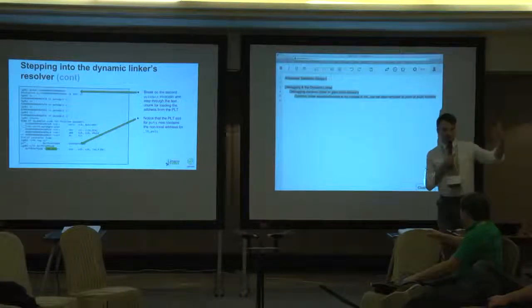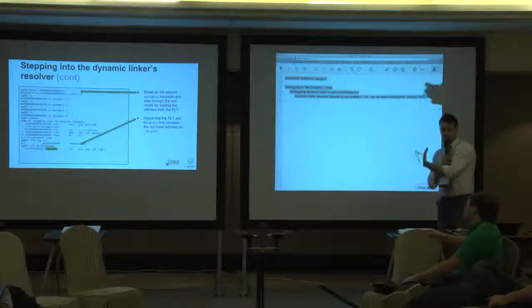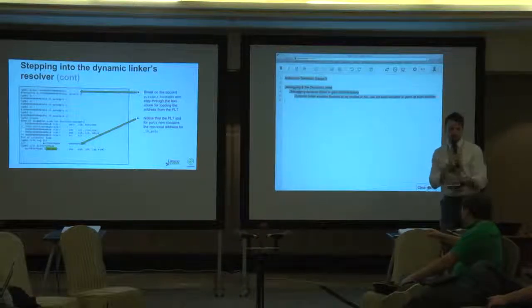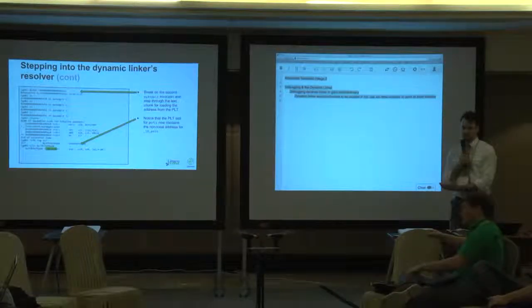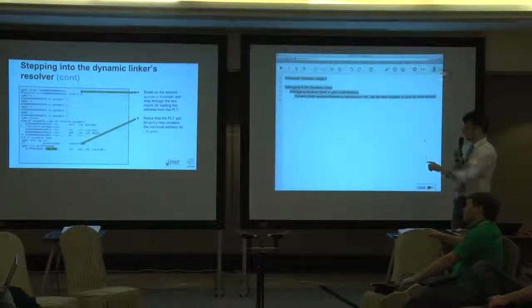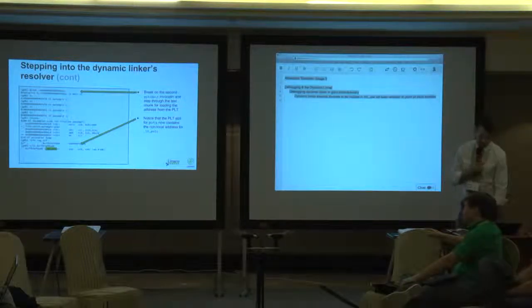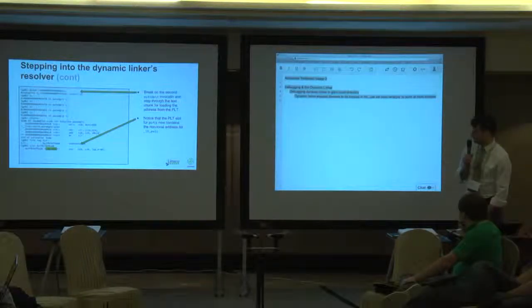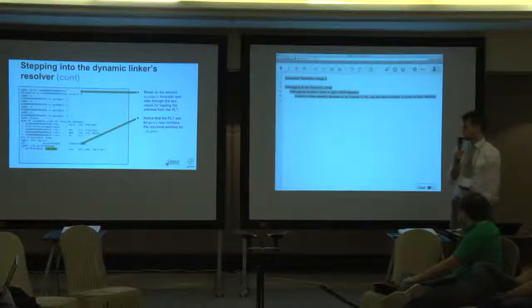So the second time through, the PLT slot now contains the correct address. So every subsequent time you call puts now, you will actually branch to the remote puts function. And this will be done for every single remote symbol you call.